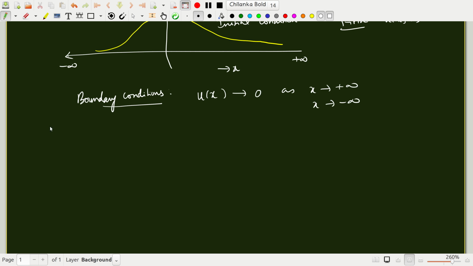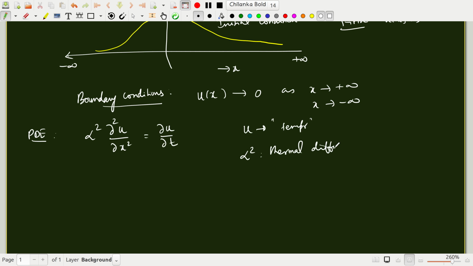So now the governing PDE, the partial differential equation that governs unsteady heat conduction, as you all know, is equal to partial u partial t. u is like a temperature, if you want a heat transfer analogy. Alpha squared is the thermal diffusivity. Now the key idea here is that the domain is unbounded.